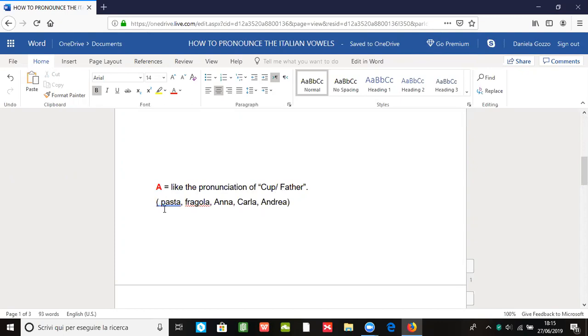So, pasta, fragola is strawberries, and the female nouns Anna, not N, is Anna, Carla, and the male noun Andrea. This is very important. A, always A. When you see this letter, A: pasta, fragola, Anna, Carla, Andrea.